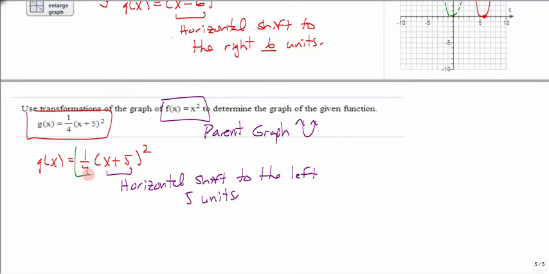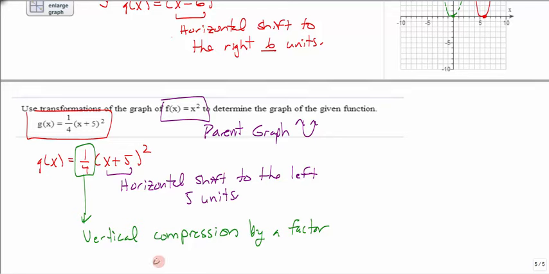Now what about this 1/4? This is a vertical change because it's on the outside of the parentheses of the argument. This is a vertical compression because this is a fraction. If it was within the parentheses, we would know it would do the opposite, but because it's on the outside, we know exactly what it does. This is a vertical compression by a factor of 1/4.